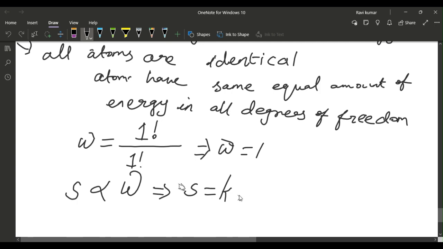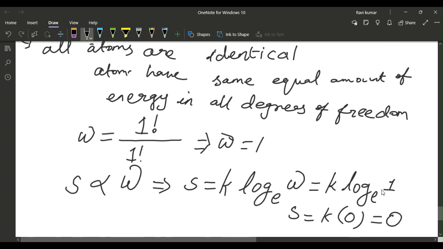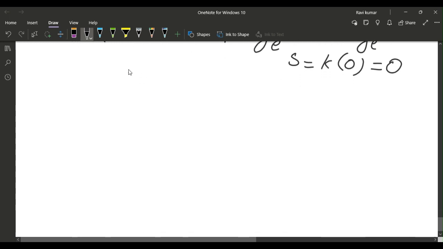So for that we need to add the logarithm, which will scale down the computation and makes it easy to compute the value. So here the k value is the Boltzmann constant, same. Log of omega is log of 1, which is 0. So at 0 Kelvin, the entropy of the system is also 0. This is how we can prove the third law of thermodynamics.